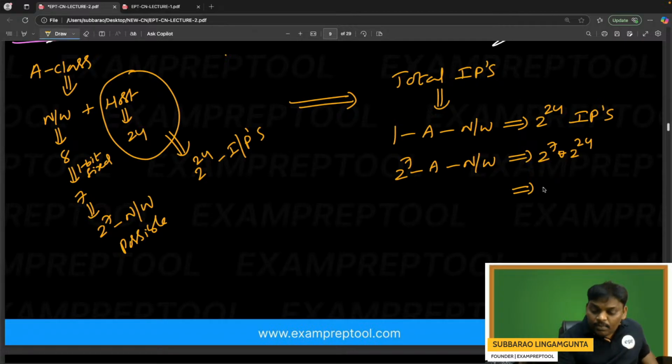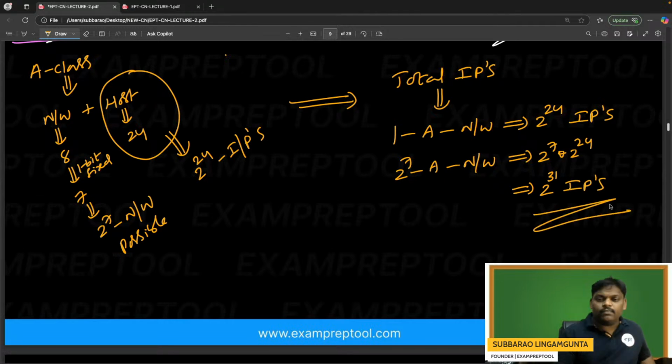2 power 31 IPs. Will you agree with this? One class A network has 2 power 24 IPs. 2 power 7 class A networks, 2 power 7 into 2 power 24, is 2 power 31 IPs. Are you okay with class A?